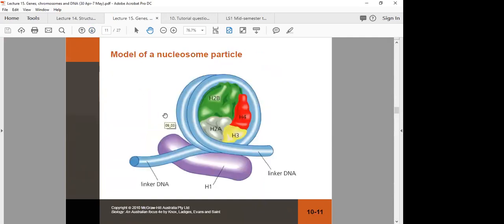So here we have a nucleosome particle, various types of histone proteins in the middle there. In blue, this is the DNA, which is wrapped a couple of times around each of those groups of histones. And there's 1 histone also down here. So each chromosome contains the DNA and proteins.